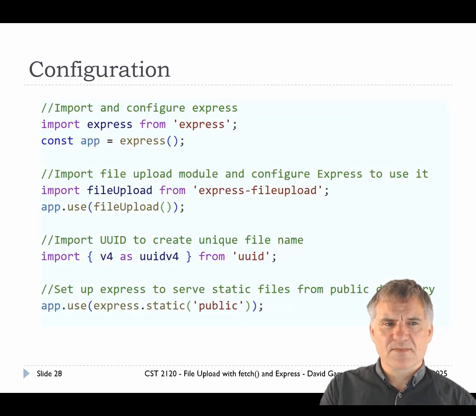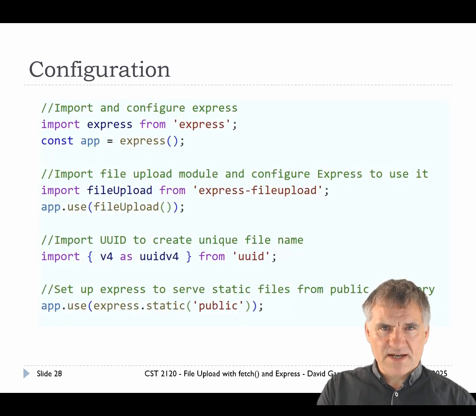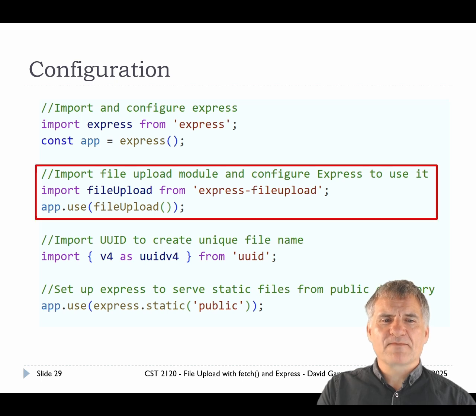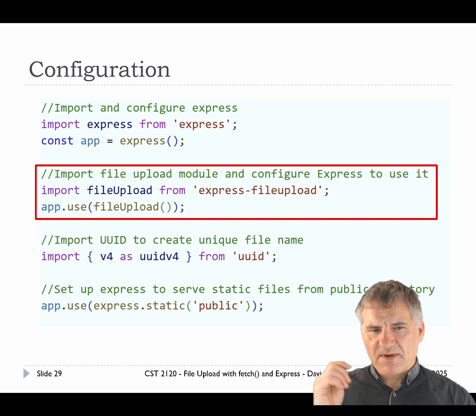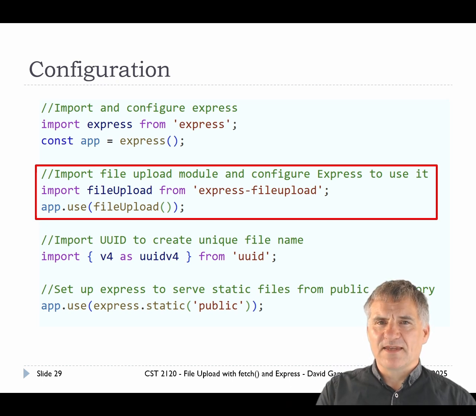So this is the server-side code, the Express code. I'm not going to bother going through Express again, because you should know that from an earlier lecture. But here I've installed the Express file upload, which you need to install with npm, and then we import the file upload there and tell the app to use it, and then it's just enabled in Express.